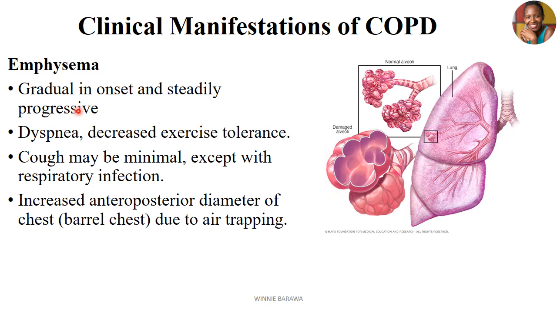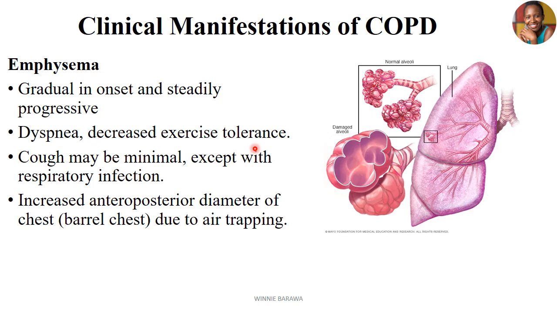And in the second bit, that is emphysema. So emphysema is described to be quite gradual, unlike what we saw in chronic bronchitis, that it's slow. So emphysema is very gradual in terms of onset and very steady when it comes to progress. The symptoms we will observe with emphysema are dyspnea, and then there's decreased exercise tolerance, meaning our client will have impaired activity tolerance.